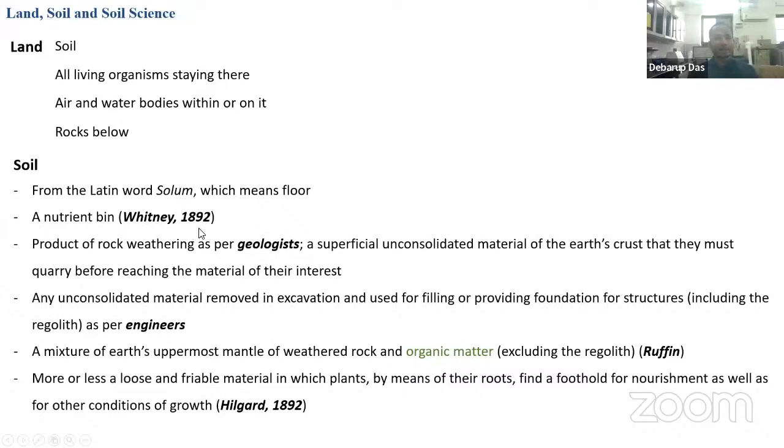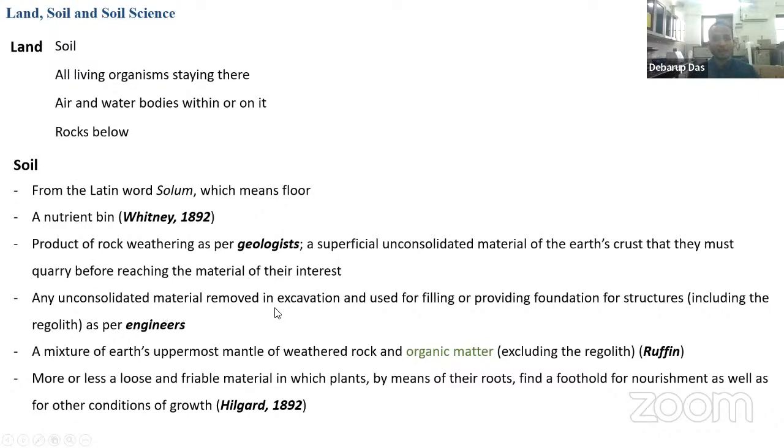Whitney, in 1892, called it a nutrient bin. That means soil is something that contains a sufficient amount of nutrients for plant growth. He emphasized it like that. According to geologists, soil is a product of rock weathering, a superficial unconsolidated material. Unconsolidated means loose fragments. A rock is a consolidated mass. If you break the rock, it becomes unconsolidated, that means fragments. So it is a superficial unconsolidated material of earth's crust that they must quarry before reaching the material of their interest.